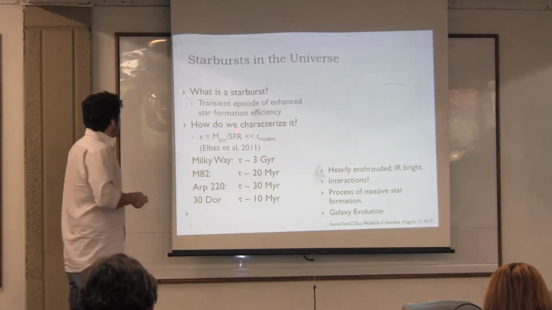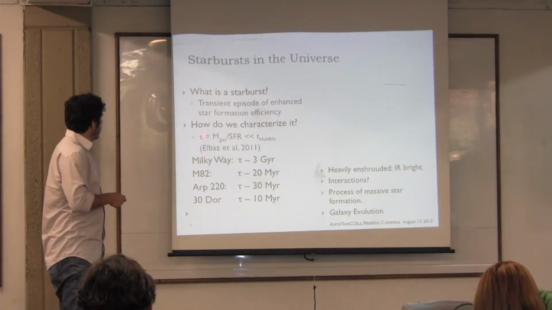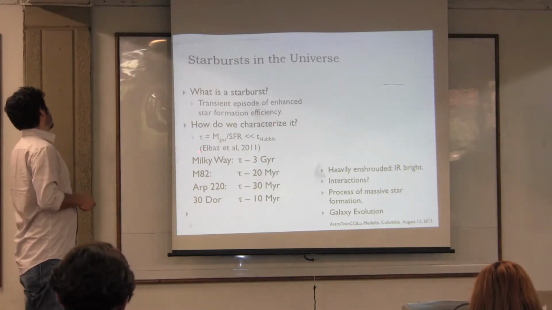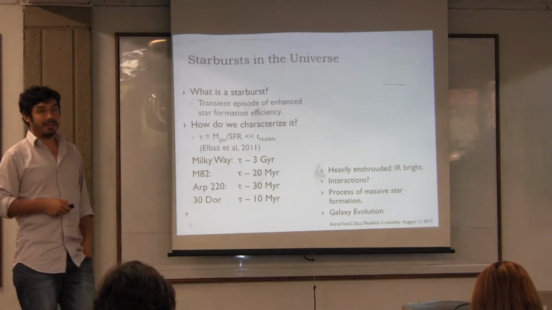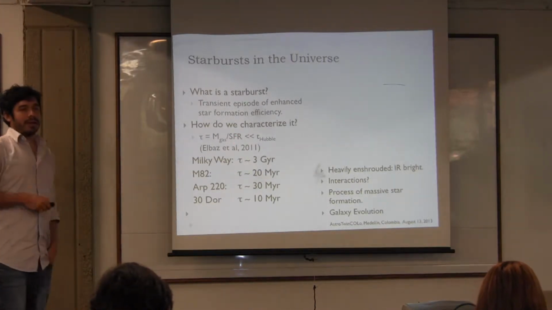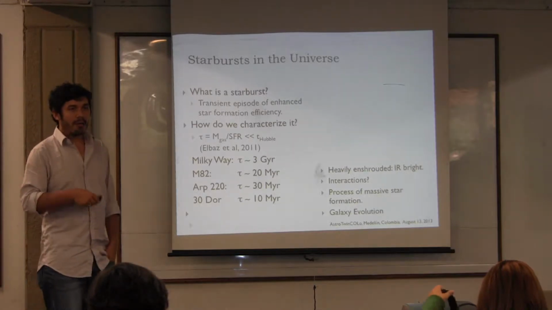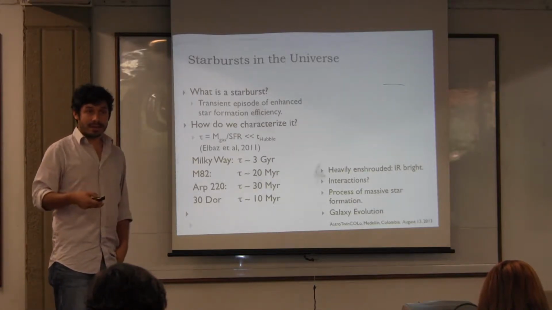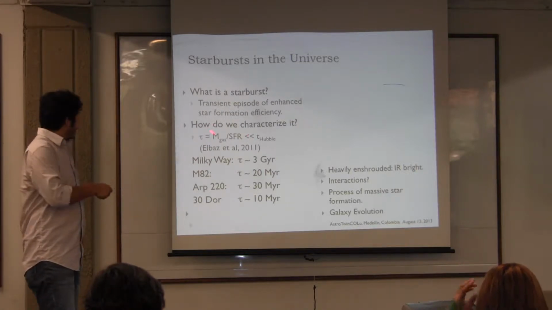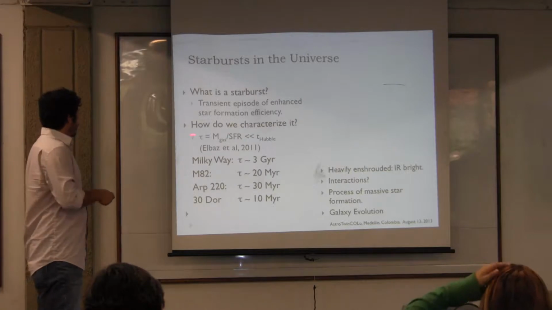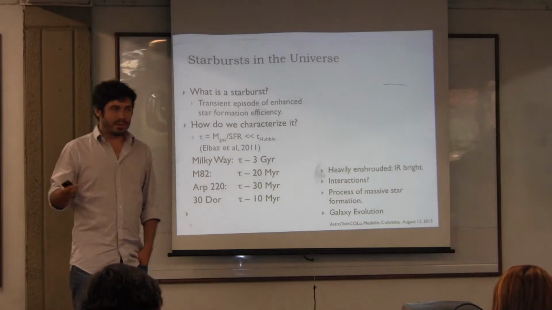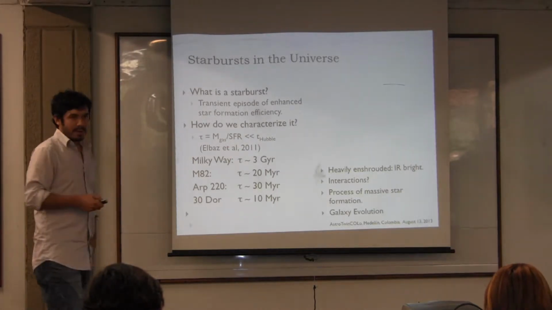If we want to quantify that a little bit, we can use something called the gas depletion rate. What that means is that you can measure the total amount of gas that you have in your galaxy, and you can try to figure out, for that particular galaxy or system, how fast this gas is being turned into stars, and how long it will take for that process of star formation to completely finish with the gas and turn it into stars. And if that time is much less than the Hubble time, which is basically the age of the universe, then we're talking about a starburst.